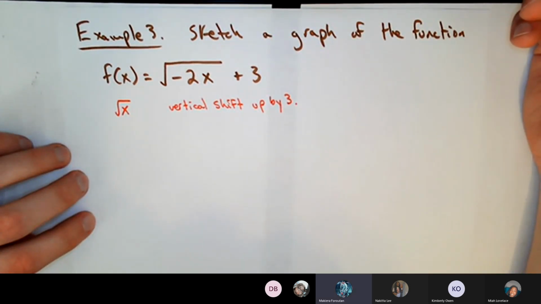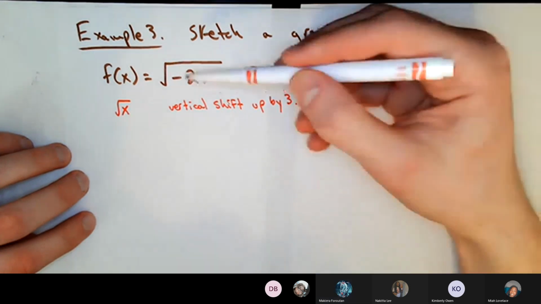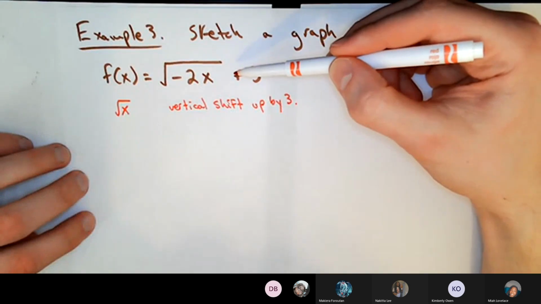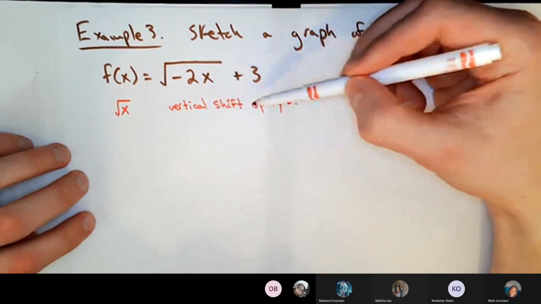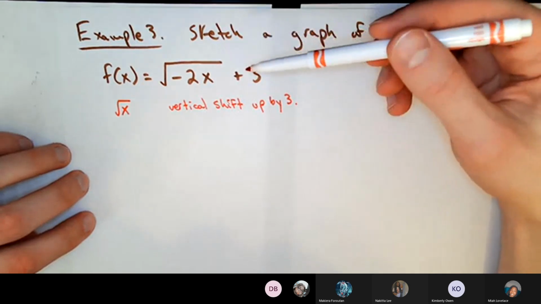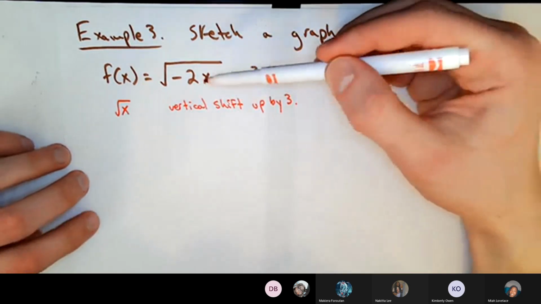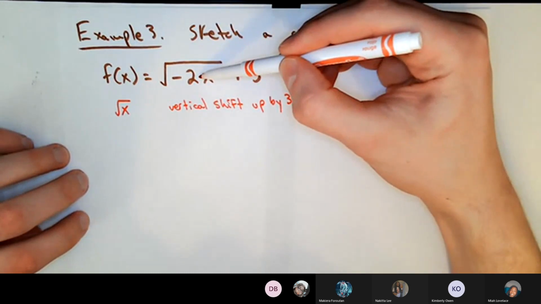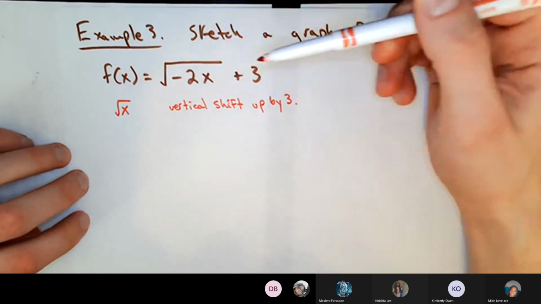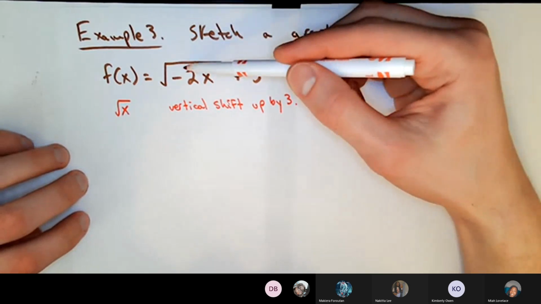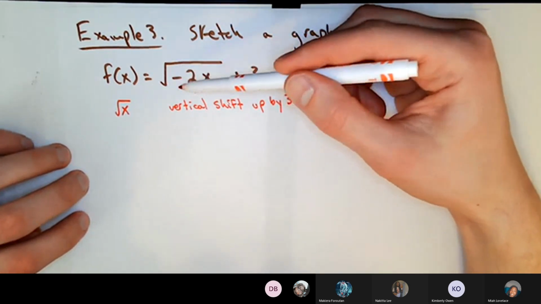Wouldn't the negative 2 make it go down? That would only be if we subtracted outside the function. Like if this was minus 3, that would be a shift down by 3. So it very much matters how the numbers are attached to the x, right? If they're attached via multiplication, like this 2 is, then that's going to be some kind of stretch or compression, and also the negative is going to be some kind of reflection.